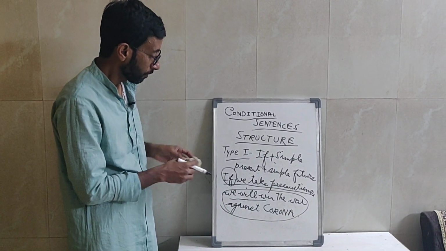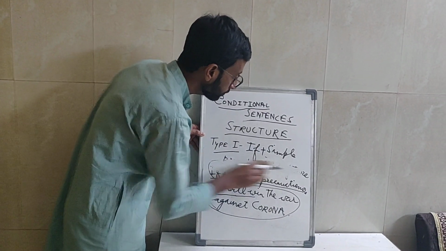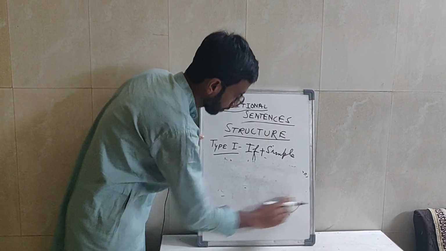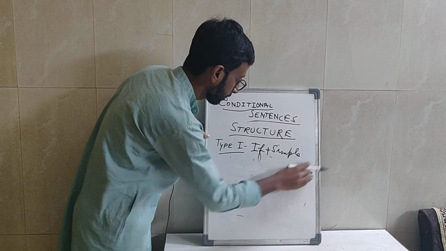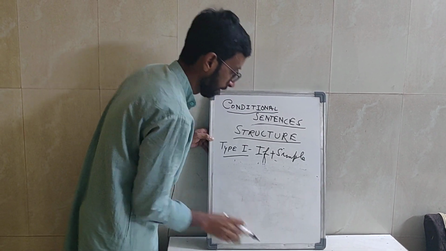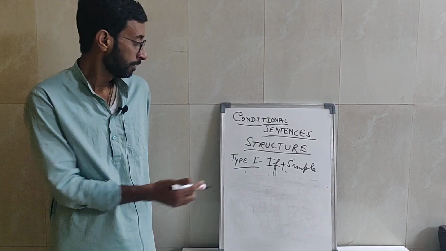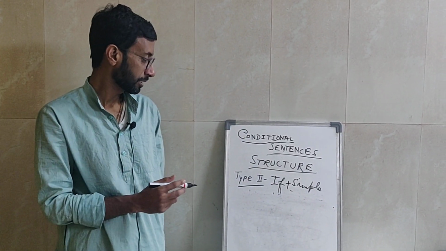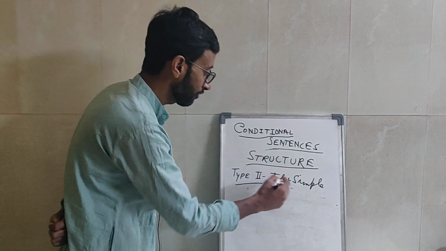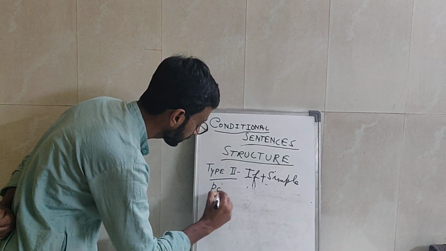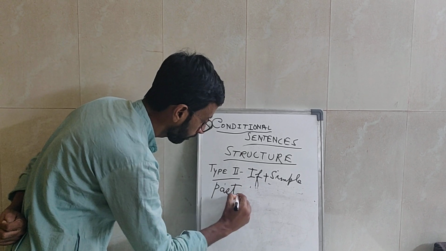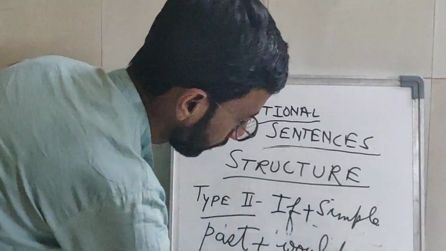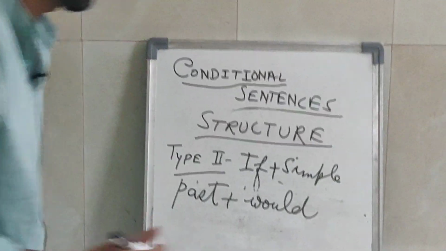Next, we will talk about type second. Type second tells us about probable conditions. So its structure is if plus simple past plus would.